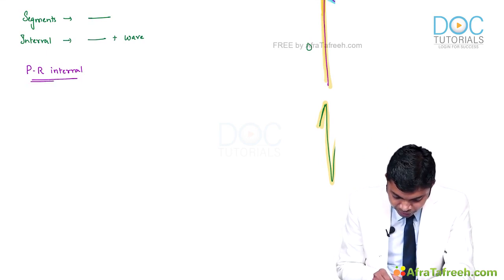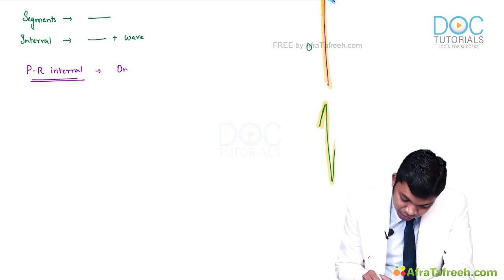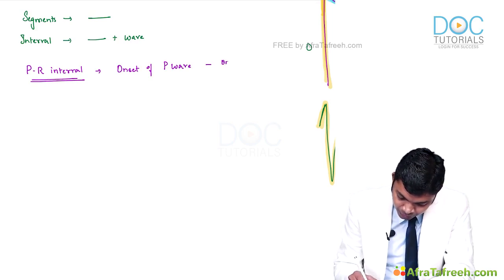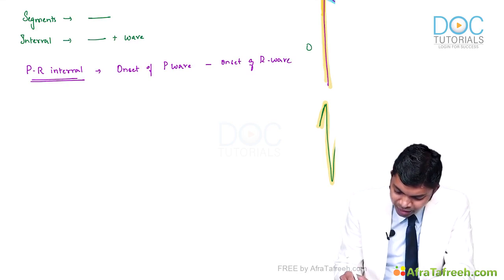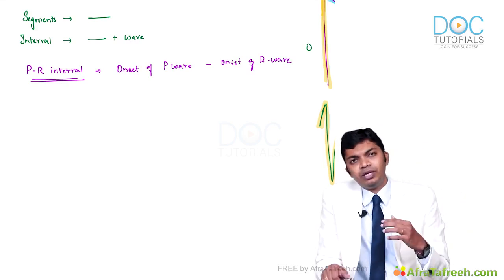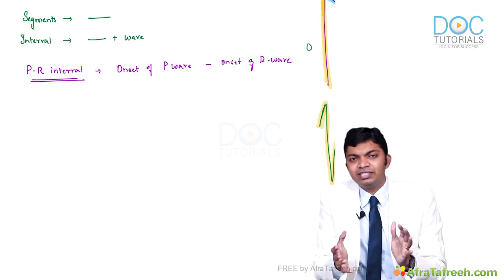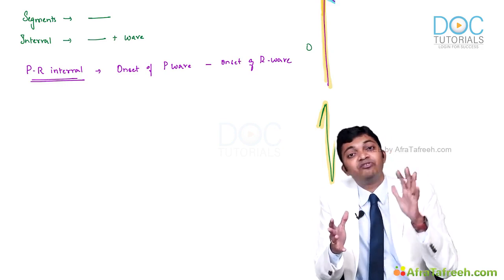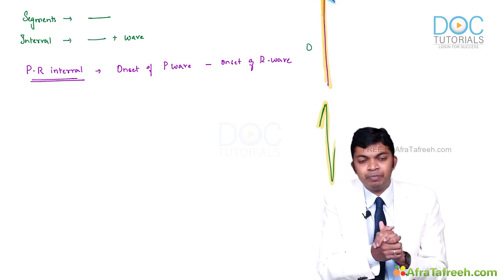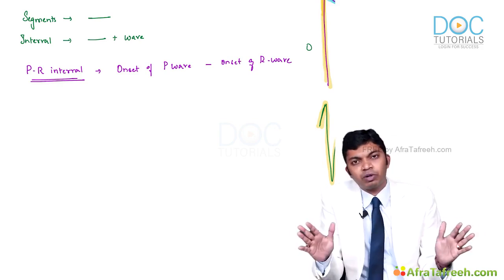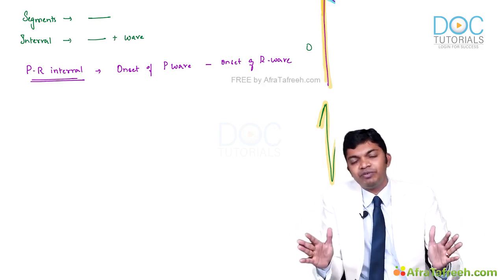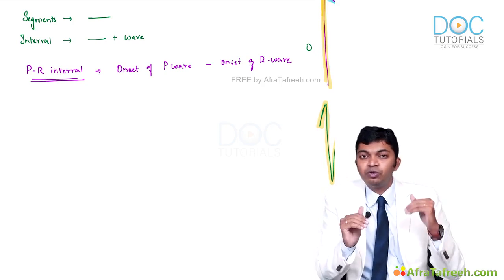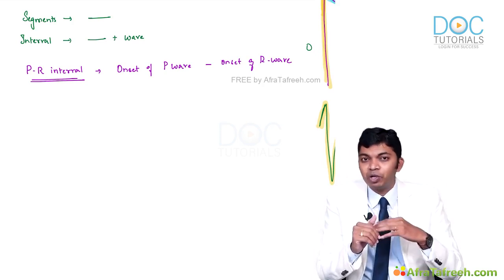So, the PR interval spans from the onset of the P wave till the onset of the Q wave or the onset of the R wave. Why are we not considering the Q wave and going straight to the R wave? This is the reason. The Q wave will be absent in 4 out of 6 chest leads. In V1, V2, there is no Q wave, doctors. Physiologically, there is no Q wave in V1, V2. In V3, V4, the Q wave may or may not be present.